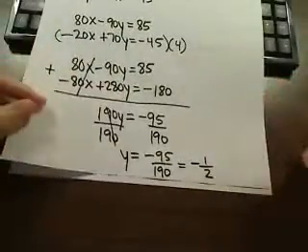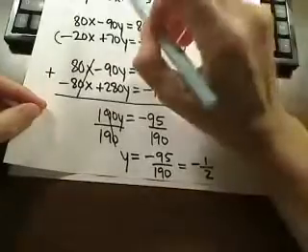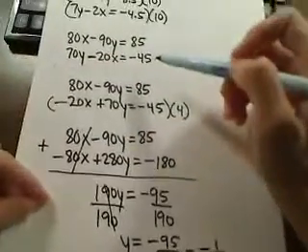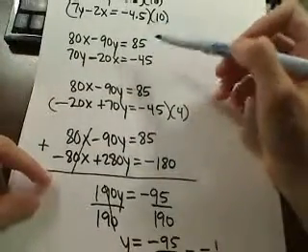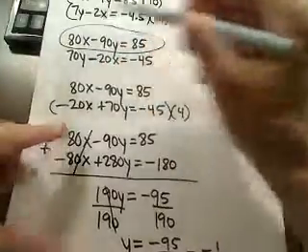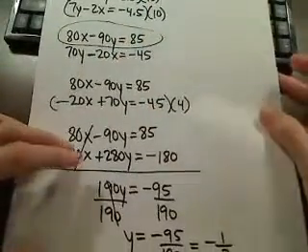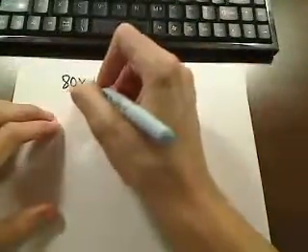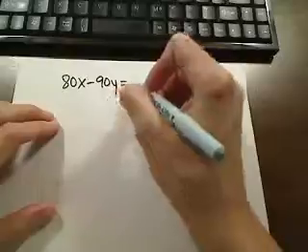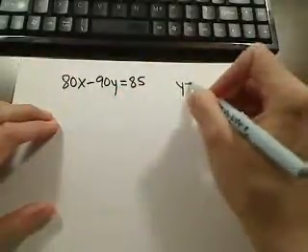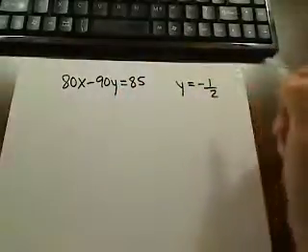We also need to find the x coordinate. So we're going to take this and plug that back in, and it actually doesn't matter which equation we plug it into. Any of them will work. I think I'll go ahead and just go back into that equation right there. So this is 80x minus 90y equal to 85, and we found that y is equal to a negative 1/2.